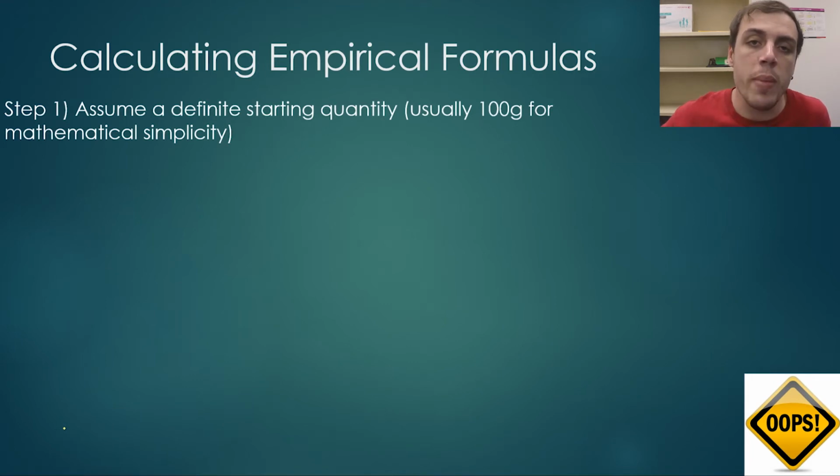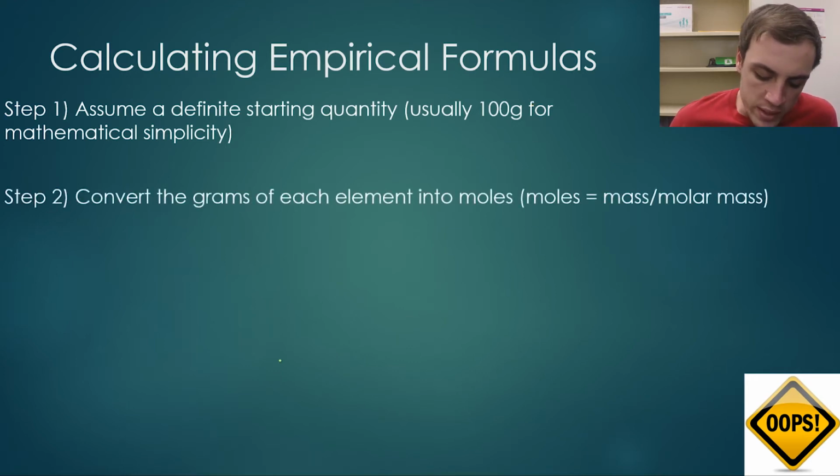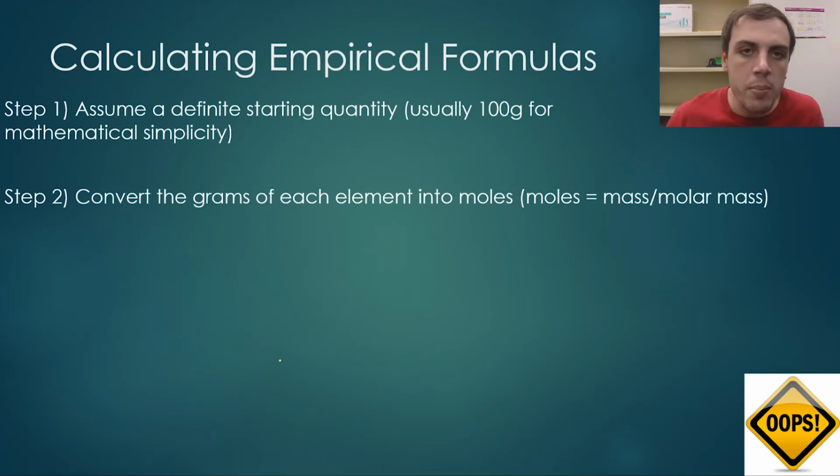simplicity. Because remember, what we're trying to do is convert our ratio, which is the empirical formula, to our molecular formula. So once we have our molecular formula, we can then move to the next step from there in terms of whatever the question is asking. So step 1 is to assume 100 grams of a particular substance. Then you convert the grams of each element into moles, because remember, we cannot compare masses. We can only compare moles.